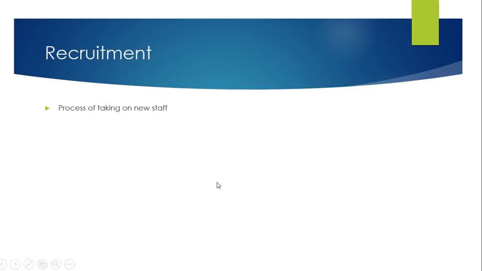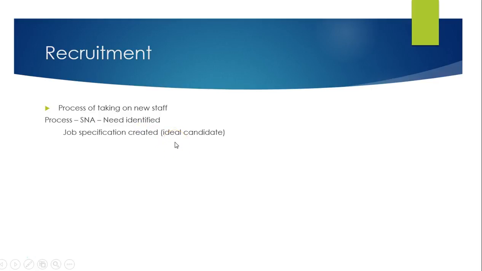Now, recruitment is obviously the fundamental part of the human resource processes. If you don't have recruitment, you have no staff. So every organisation has to go through this process to get those human resources in the organisation. That's just the process of taking on new staff. So as we saw previously, you may want to carry out a staff needs analysis or skills needs analysis and identify specific need within your organisation.